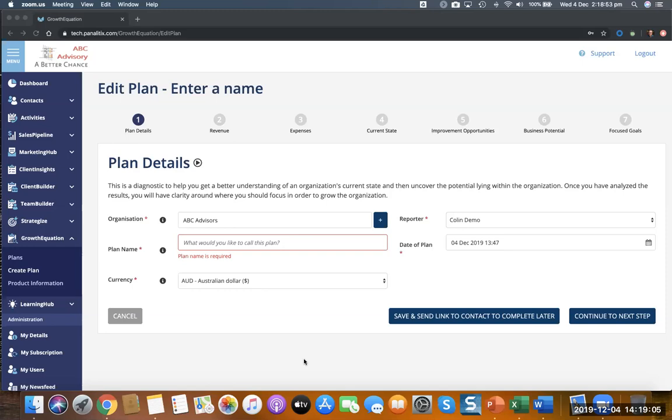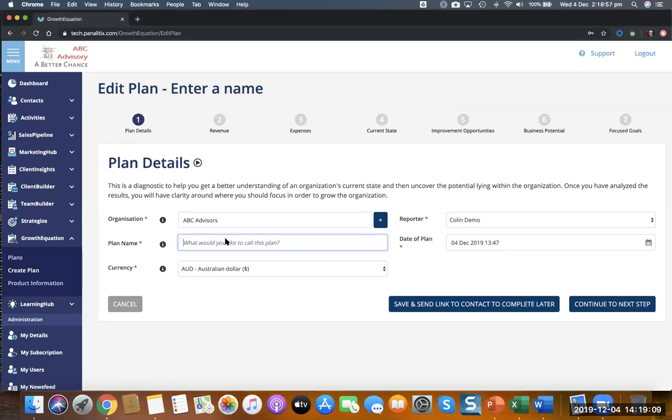In this particular case that we're going to describe today, let's assume that the client says, well, profit is the most important thing for me right now. And so with that knowledge, we simply give the plan a name. We'll just call it the Profit Improvement Plan. So now we continue to the next step.